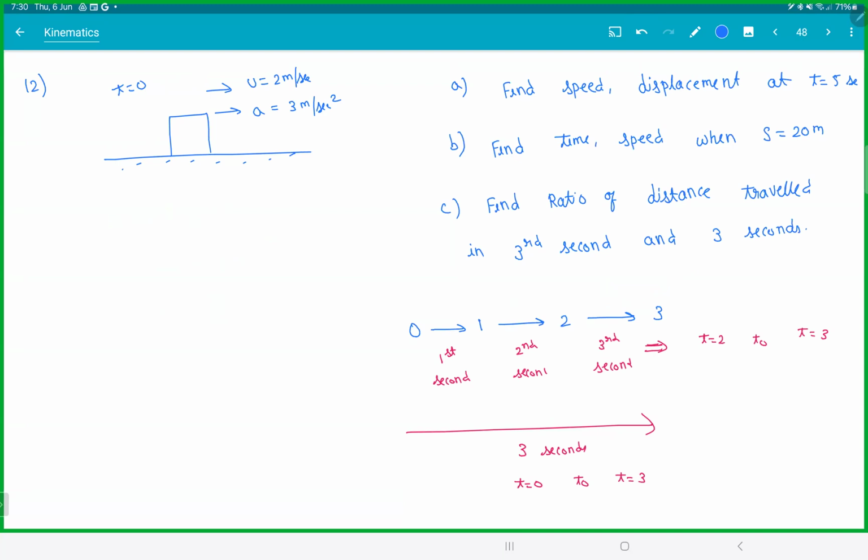Yeah, one answer. Find the ratio of distance traveled in third second and 3 seconds. Right, Ansh. We have Ahana, 2 answers. Others, try.